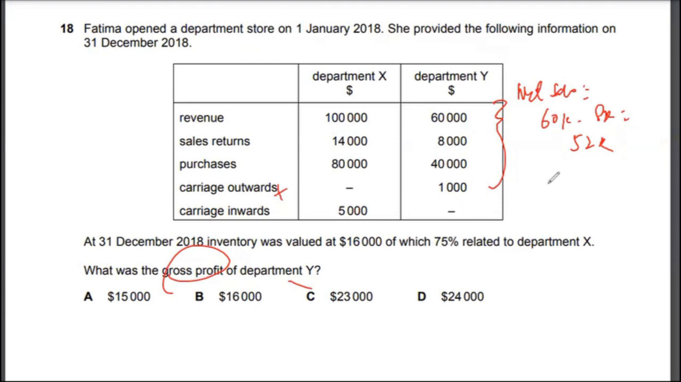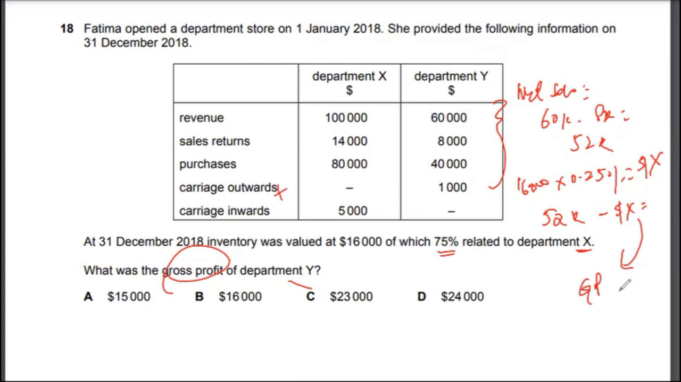We need the closing inventory. The closing inventory for department Y is 16,000 times 25%, because 75% belongs to department X. Once you have this X dollar in here, you will just do 52K minus the X dollar, and that shall give you the gross profit, and this comes out to be 16K. So the correct answer to multiple choice 18 would be option B.